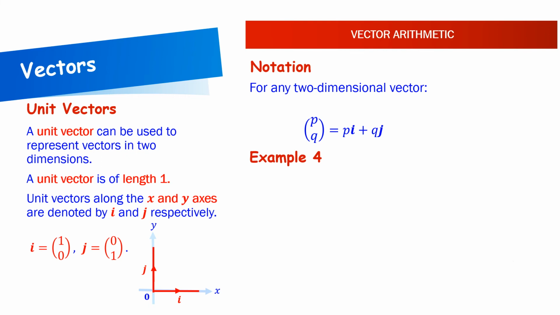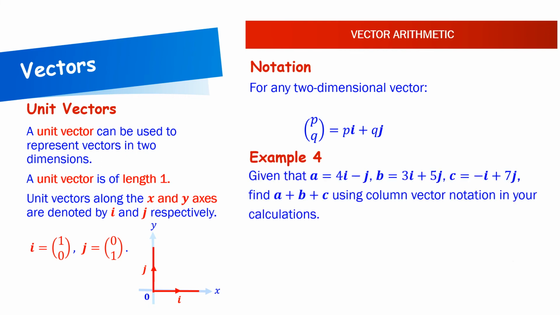And now for example 4. Pause the video and have a go. Press play when you're ready to view the solution. So let's solve this. Given that a is equal to 4i minus j, b is equal to 3i plus 5j, and c is equal to minus i plus 7j, find a plus b plus c using column vector notation in your calculations.